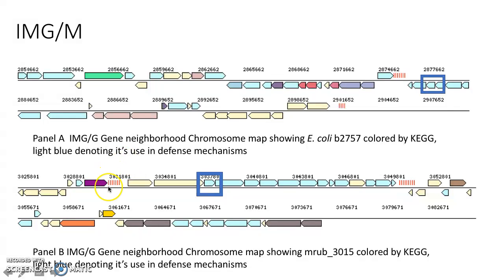Down here, this is M. ruber, same thing. It is part of the defense mechanism. This is our CRISPR array right here. This is our Cas3. And our gene of interest right here in the box is mRub3015.